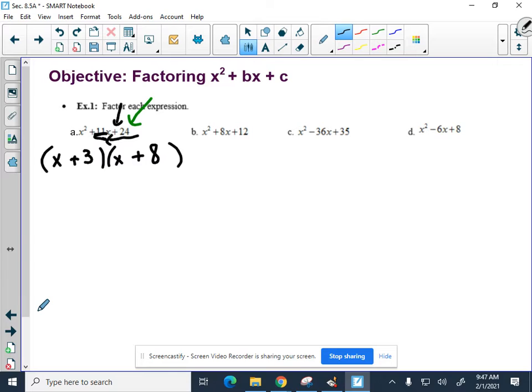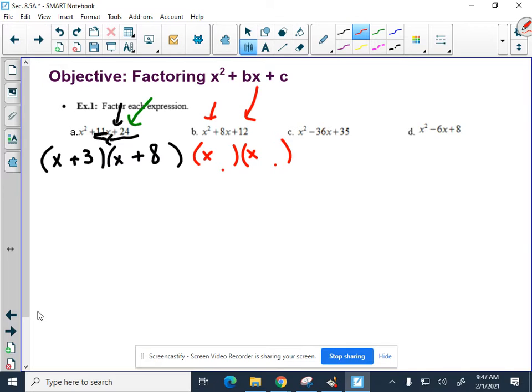So, next one. X times x gets us x squared. What do the last two numbers have to multiply to be? When I multiply them, we have to get what? 12. You always look at the last number.